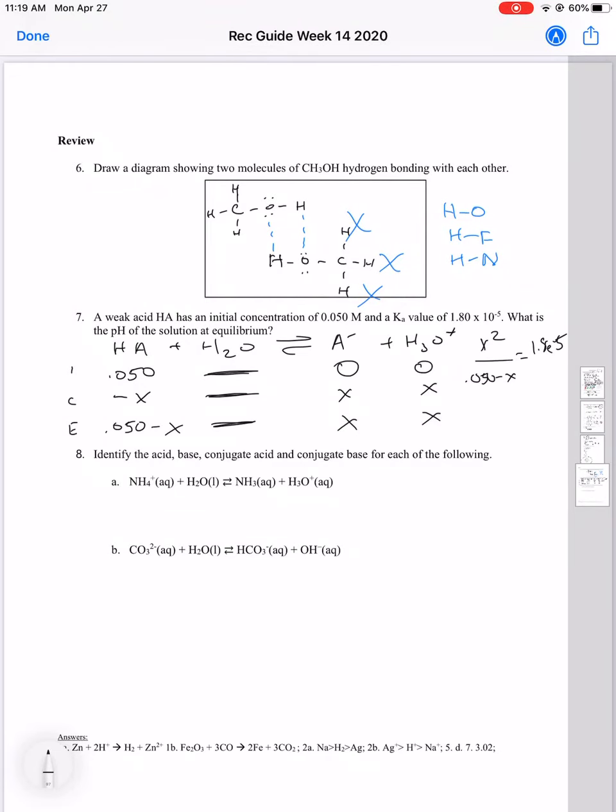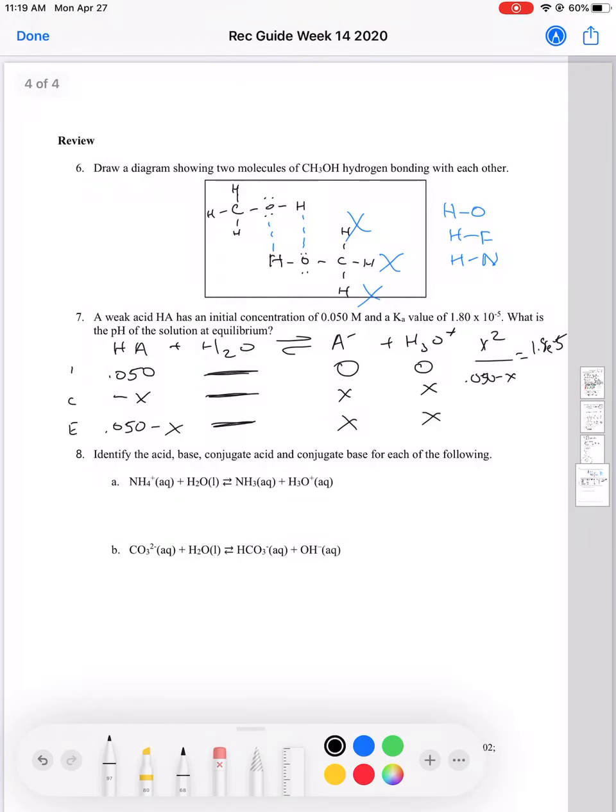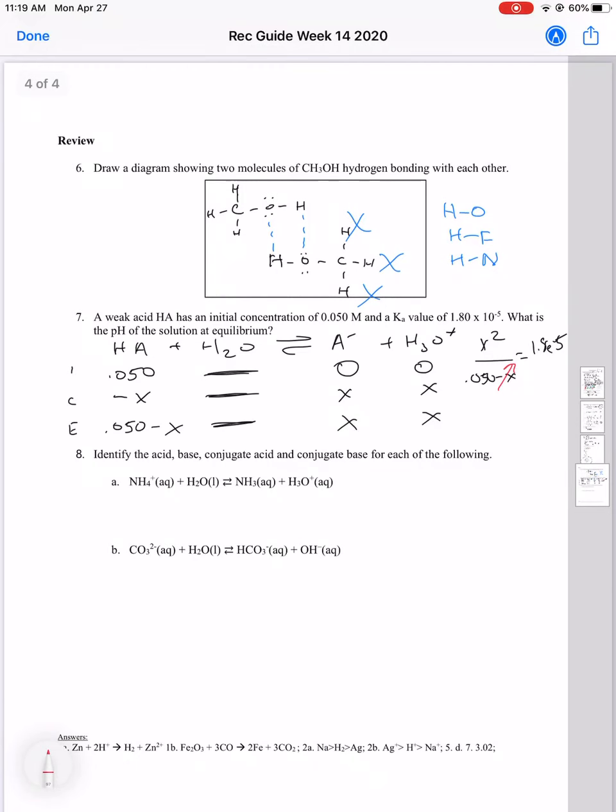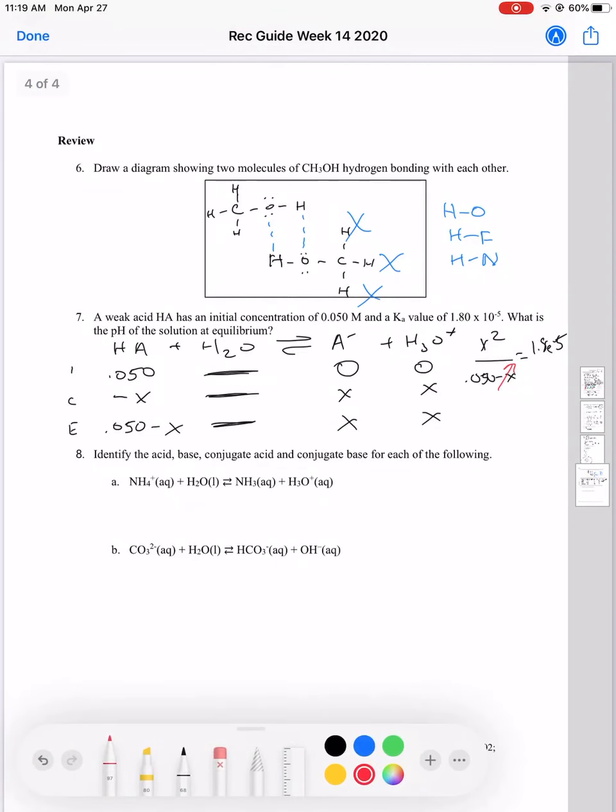Okay, so remember our 0.050 minus x, that's just like adding pennies to the x. So it's not going to change it a whole lot. Remember, we keep it in the top, though, because we're multiplying it. So if you multiply something by 100, that's way different than taking away a few pennies. So that's why we can ignore it in the bottom, but not the top.